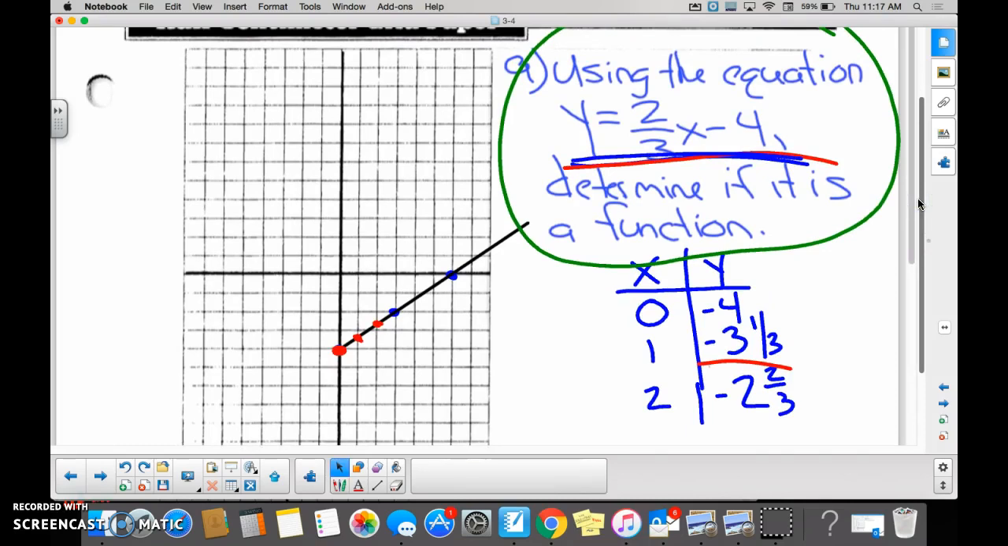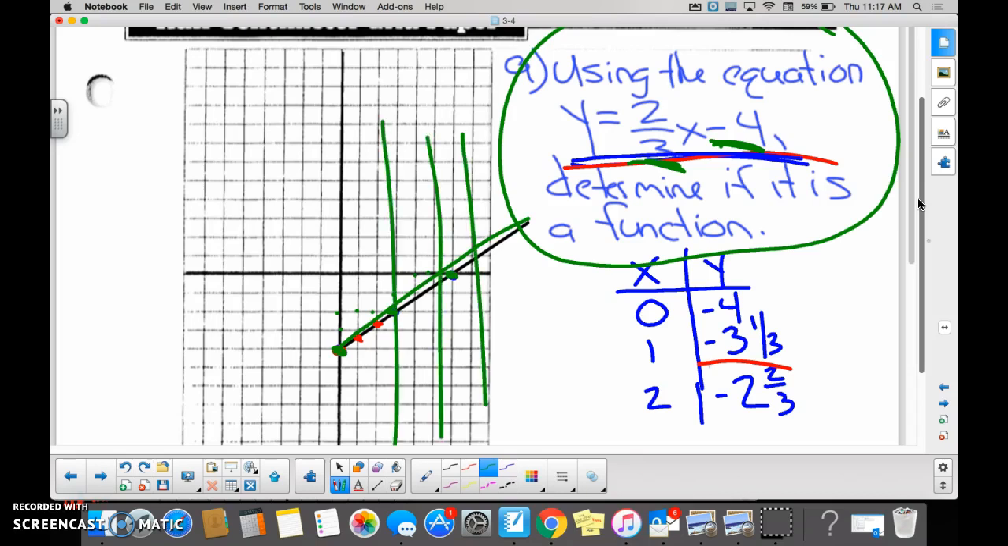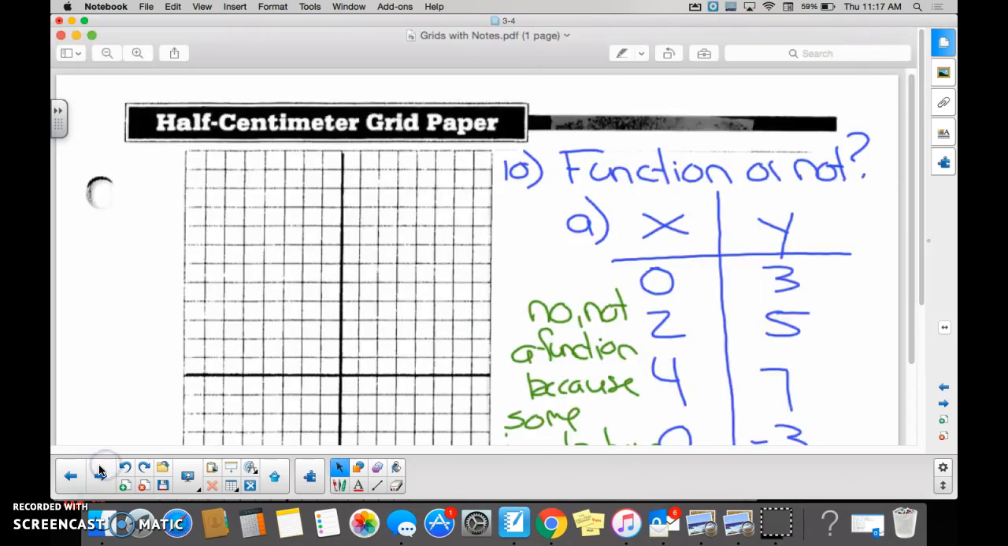So what they did is they graphed the y-intercept, which is what? -4. And then they used the slope, which is what? 2/3. 1, 2, 1, 2, 3. And they drew their line. And then they did the vertical line test. And how many times does that thing intersect? How many times do those vertical lines intersect? Once. Okay, lots of different ways to go about that.